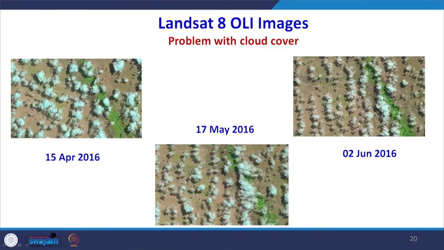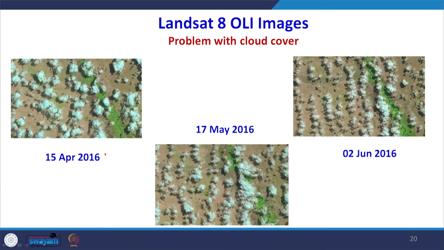If we take the optical data for any area, we have one basic problem, and the problem is the cloud cover. So sometimes we have lots of cloud cover in a particular region, and we are not able to get cloud free images. So these clouds are obstructing the ground information, and we are not able to find out what is below the cloud in order to carry out the mapping.